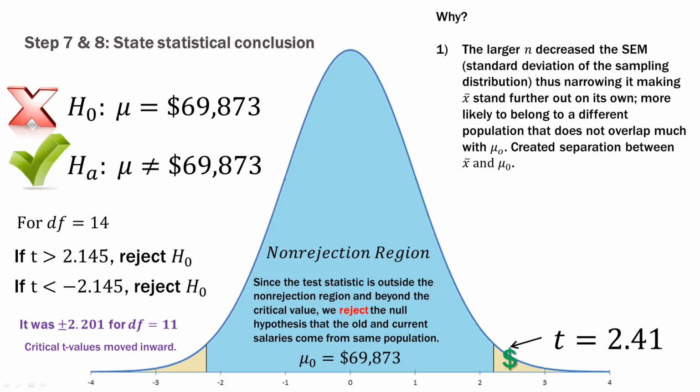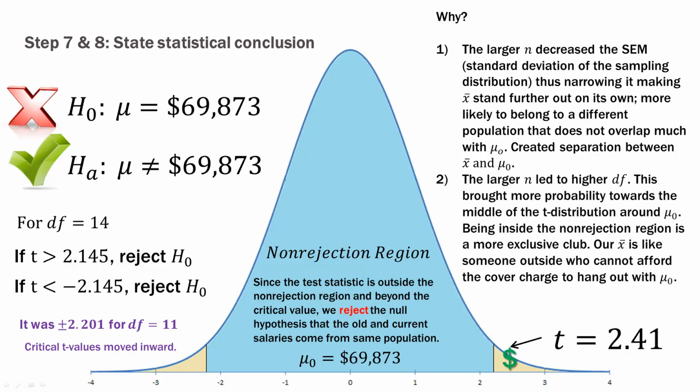So the larger sample size decreased the standard deviation, the standard error of the mean, of this distribution. So it kind of like sucked in its middle. It's kind of like when your pants don't fit, so you suck in your belly. That's kind of what happened to this distribution. When we increased the sample size, it pulled it inward towards the middle, and that left our poor t-statistic standing out there by itself. Now also, the larger sample size led to a higher degrees of freedom. This brought more probability as well in towards the middle of the t-distribution around our hypothesized population mean.